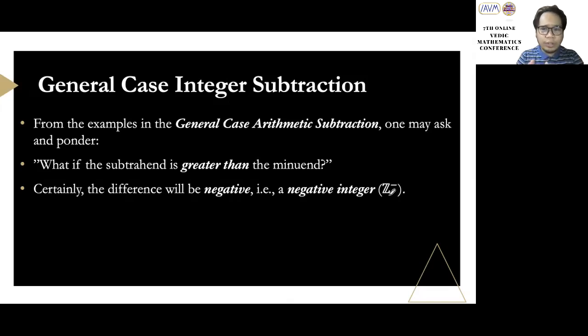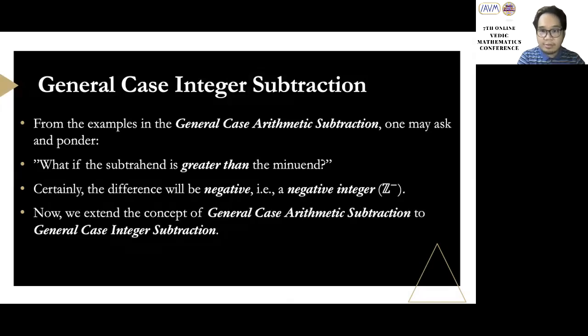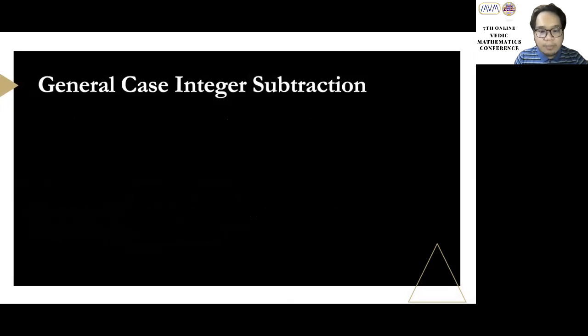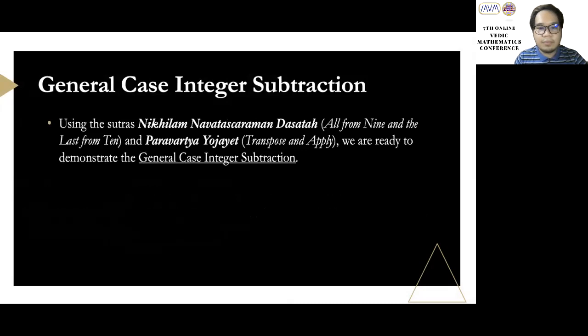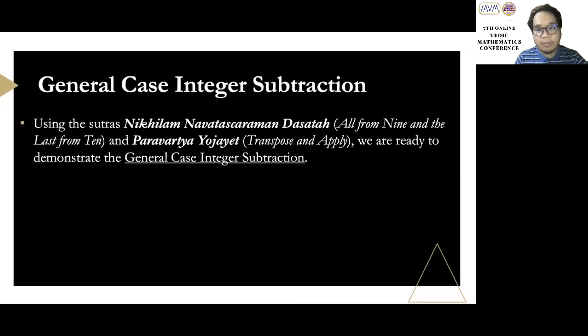Now, what we'll do is extend this concept of general case arithmetic subtraction into general case integer subtraction. That is, we're expecting a solution, a difference that is a negative integer. So using the same sutra, Nikhilam Navatashcaramam Dashatah, the all from 9 and the last from 10, and this time we're going to use the transpose and apply sutra here, the Paravartya Yojayet.